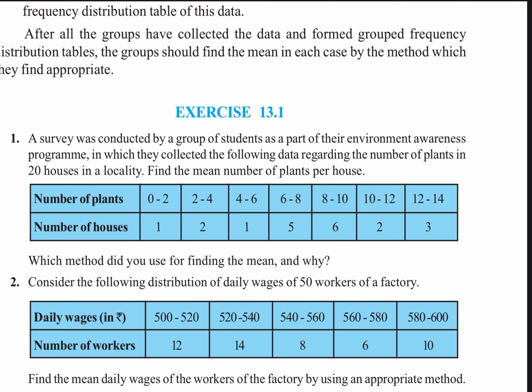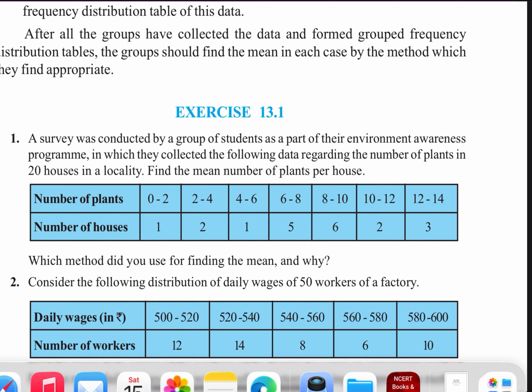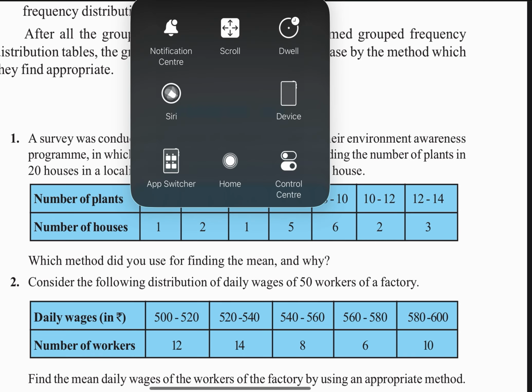So they have given this table, note it down. Which method will you use for finding the mean and why? Simply I can say that for a very small range, we can use the direct method. So direct method we can use here, and let's get started with the solution.